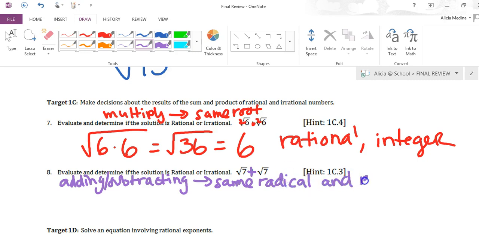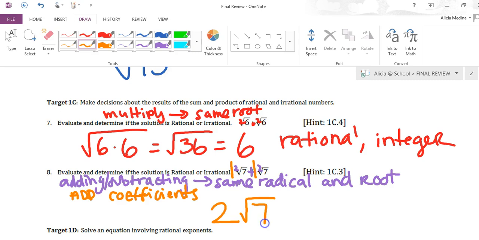And the same root. So they each have a root of 2, and underneath our radical, our base is a 7. So what we add here is the coefficients. Remember, add coefficients. So what's in front of the square root of 7? There's a 1 there. What's in front of the other one? It's also a 1. So therefore my answer is 1 plus 1, which is 2. Don't forget my square root of 7.